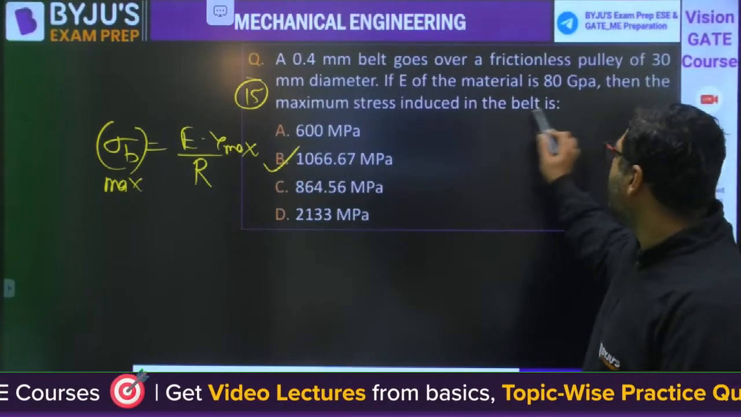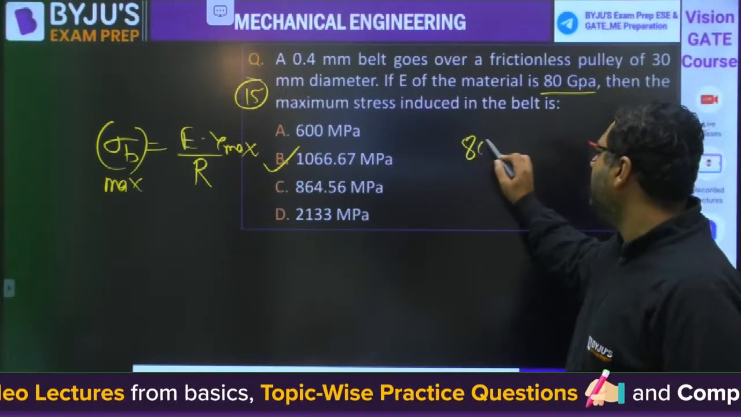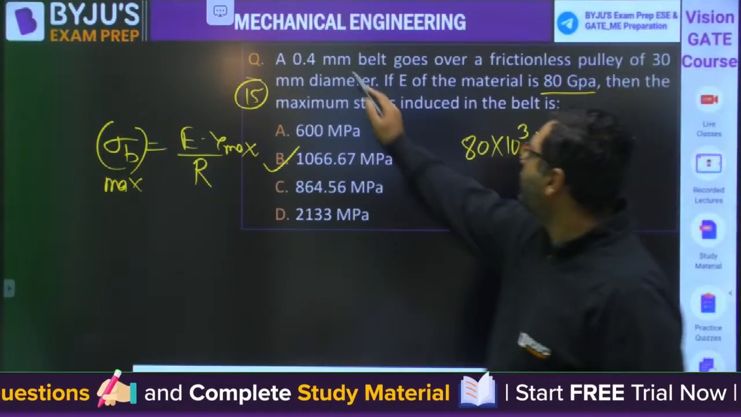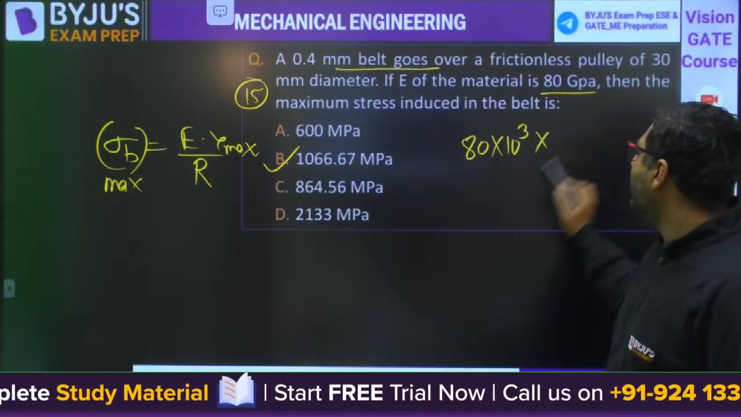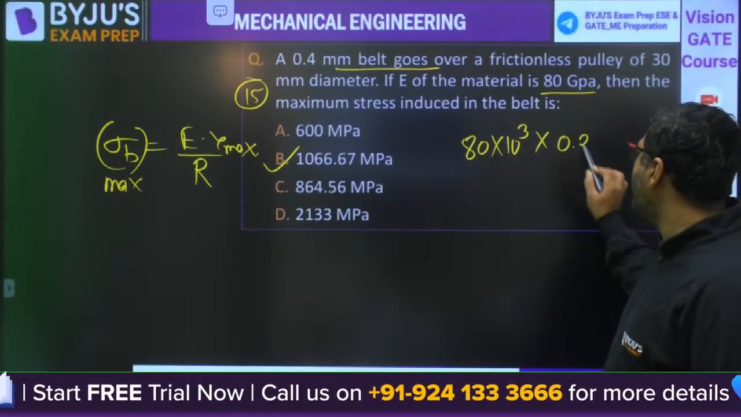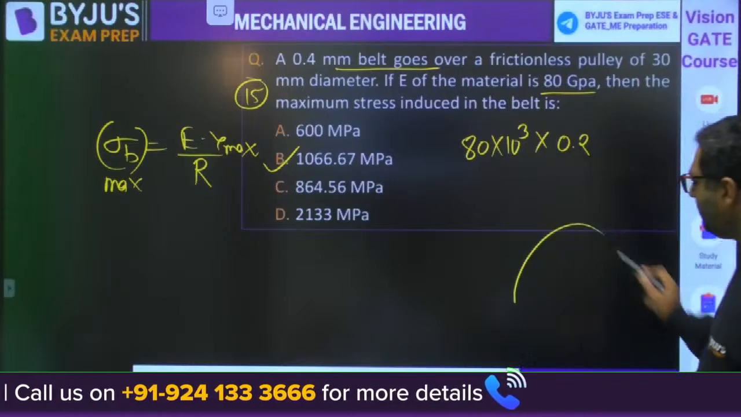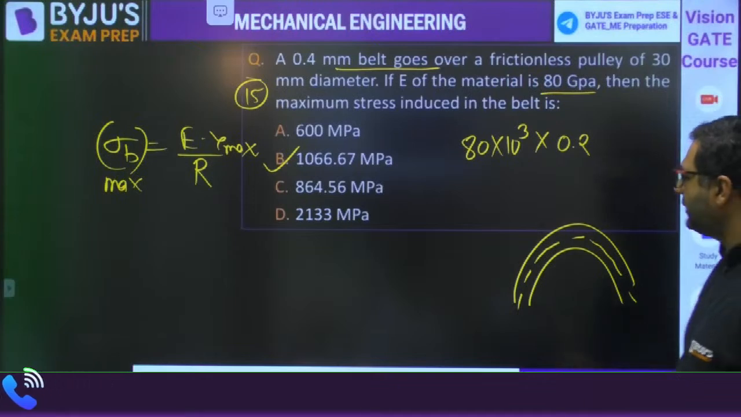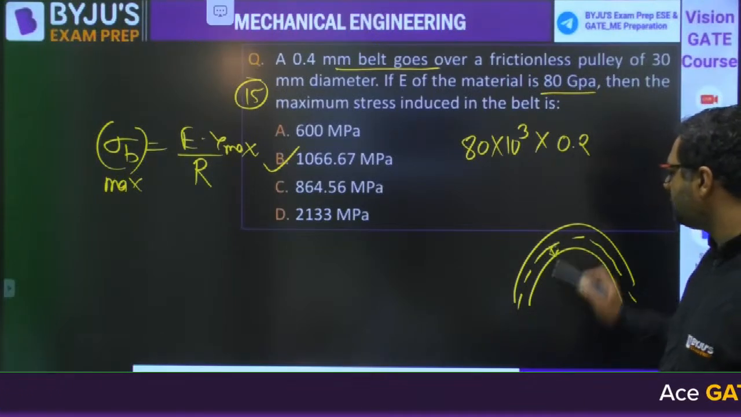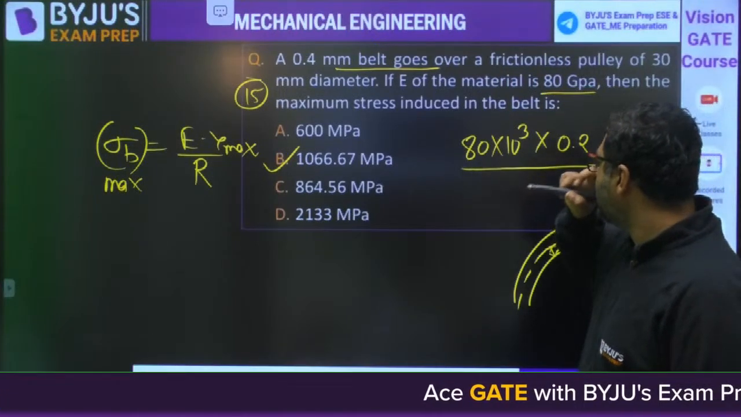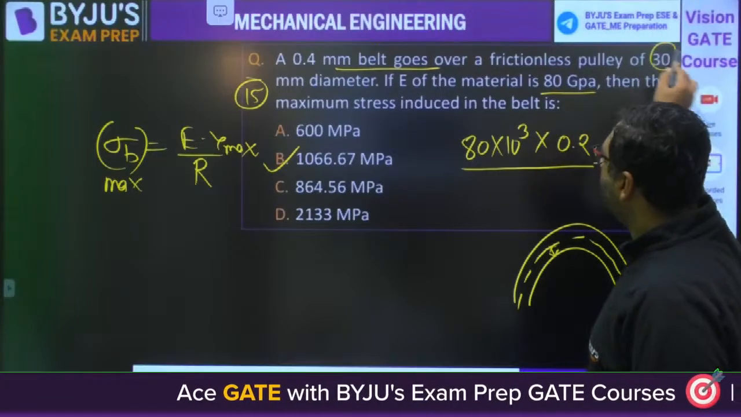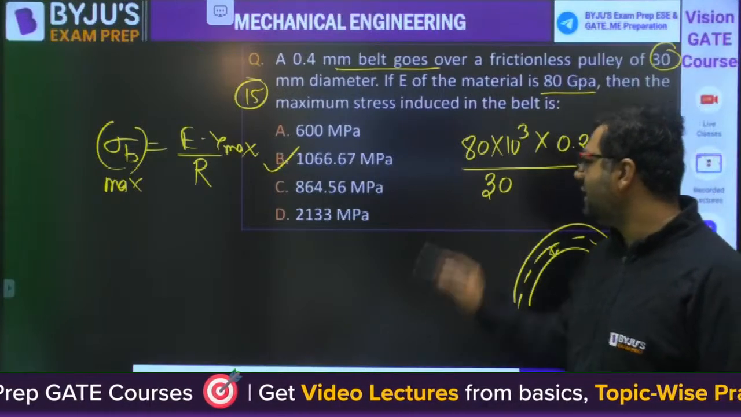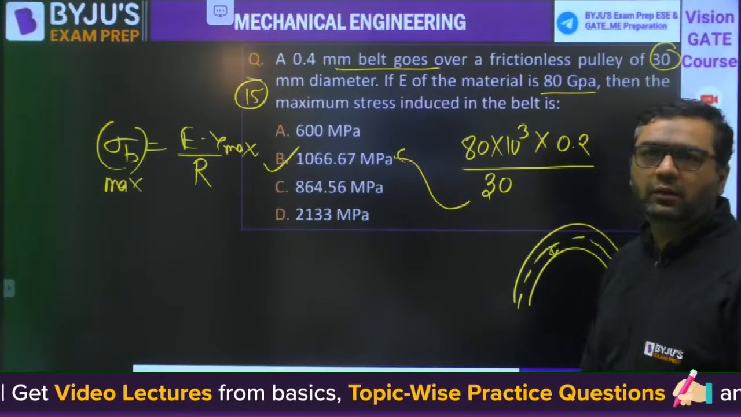When you are saying they are giving E to be 80 GPa, so 80 into 10 to the power 3. Then Y max, they are saying 0.4 mm belt. So if 0.4 mm is the thickness, Y max will be 0.2, because if the belt is bent like that, the neutral axis, the neutral fiber will be coming like this. So this will be half of the thickness, divided by, they are saying, 30 mm diameter. So when you solve this, the answer will be this. B is the right answer.